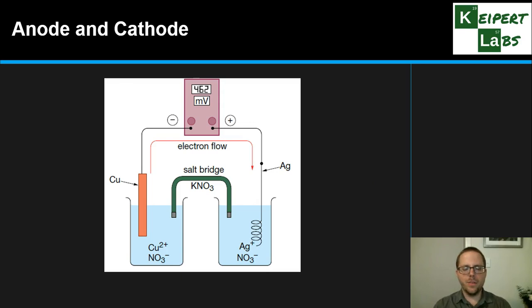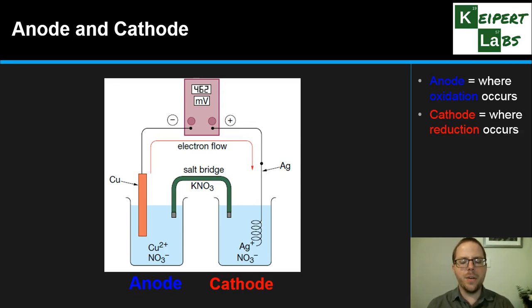Now in a galvanic cell, we recognize that yes, we have two halves, but we want to label each half in terms of what changing process is occurring. So we use two labels we call anode and cathode. So the anode in a galvanic cell is the place where oxidation is occurring, okay, and the cathode is where reduction is occurring. And electrons always flow in a galvanic cell from anode to cathode.